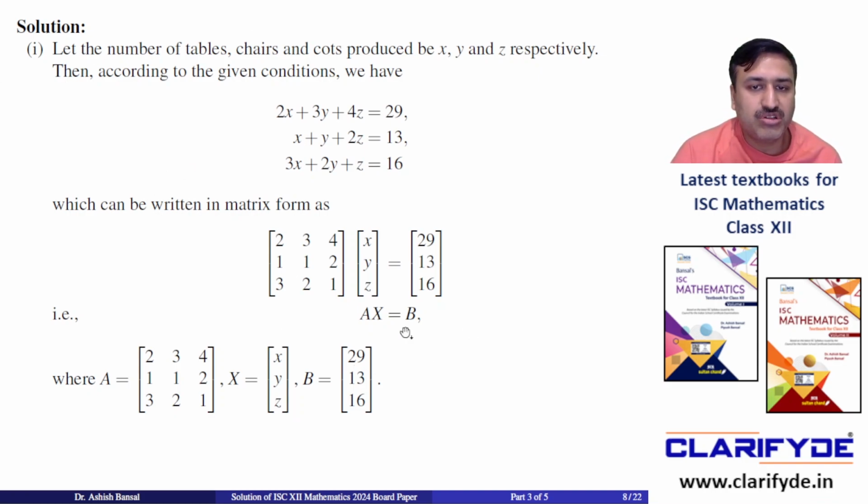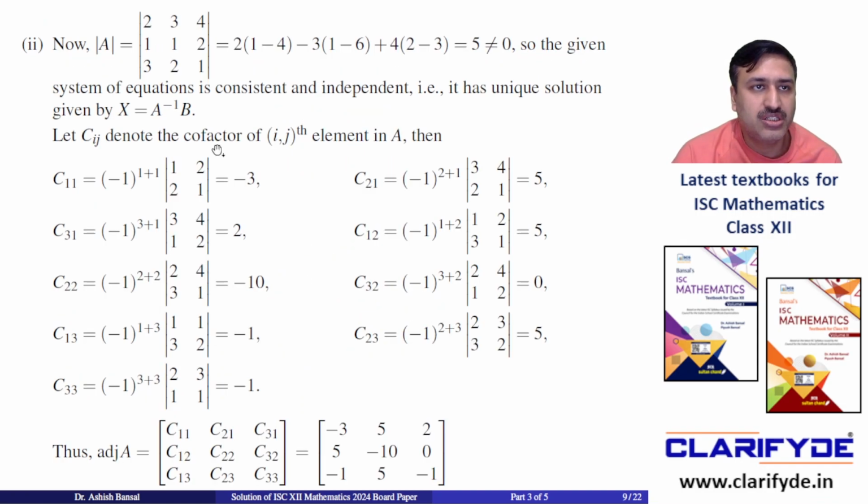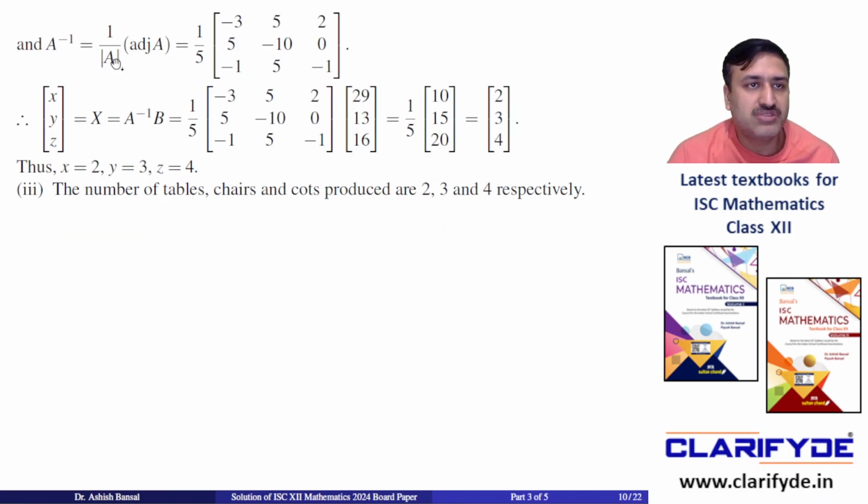In the second part, we have to solve this matrix equation. So we find the determinant of A, which is 5. It is non-zero, so the given system of equations is consistent and independent. It has the unique solution given by X equal to A inverse B. Let us now compute the adjoint of A in order to determine the inverse. That is a standard problem. One can easily compute the adjoint of A, and A inverse is 1 upon determinant A into adjoint A, to arrive at this value. Now X, which is the column vector x, y, z, is A inverse B.